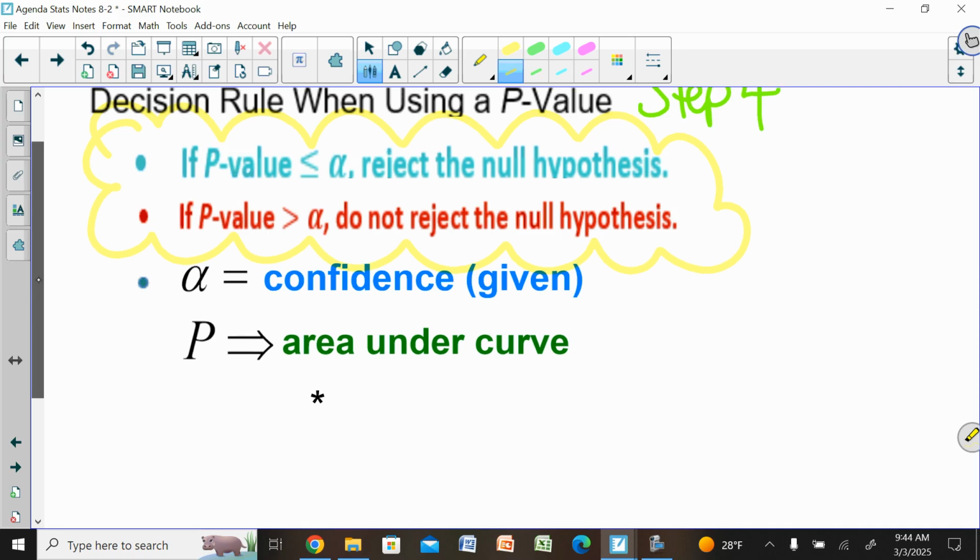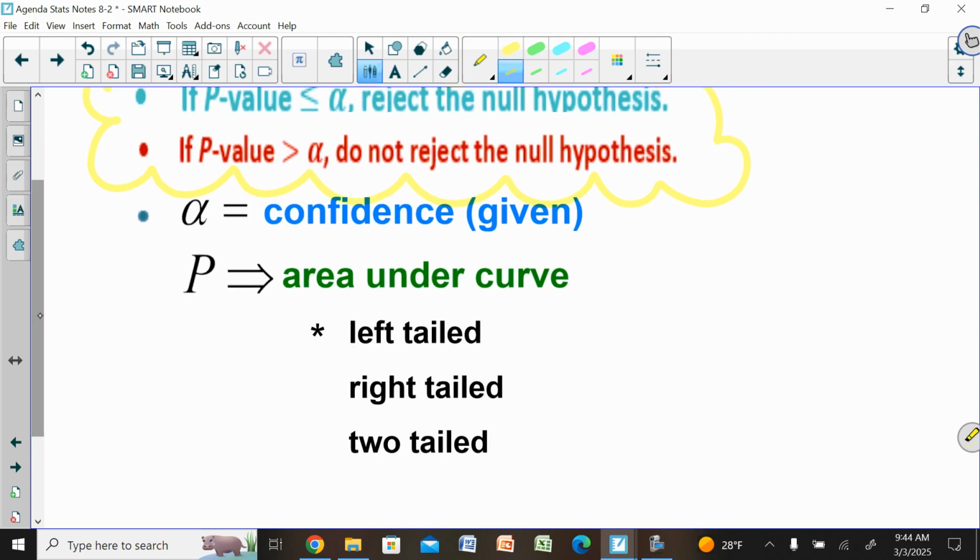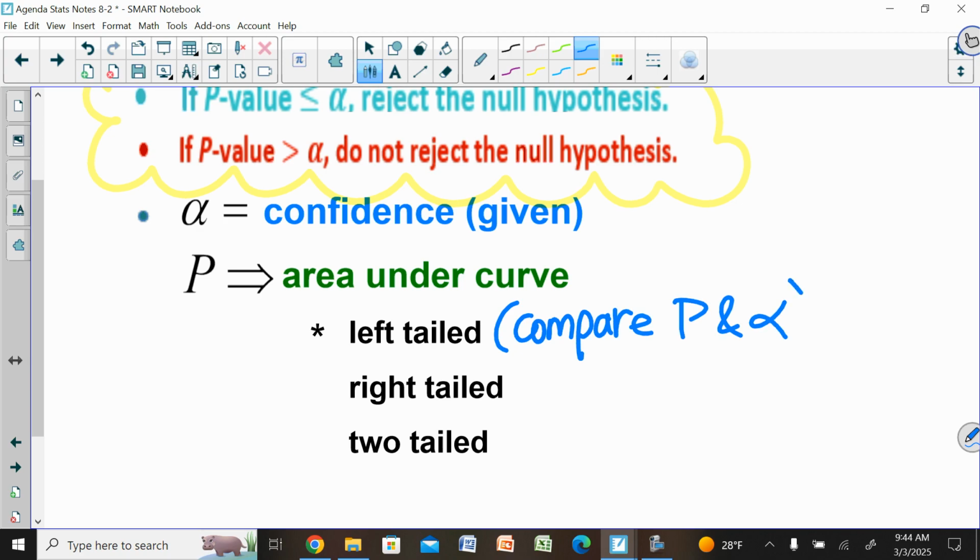So we do need to mention, before we actually jump into this, we've got kind of 3 situations. If our test is a left-tailed test, we are just going to compare p to alpha. So the p is that area under the curve that we look up on our z-table.